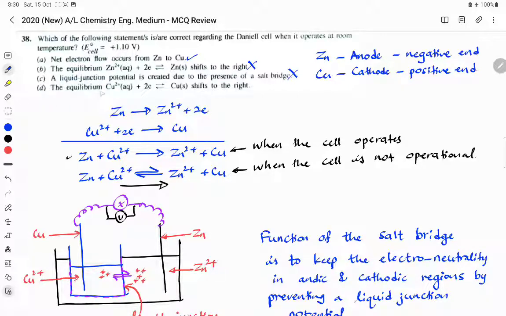Statement D, the equilibrium copper 2 plus plus 2 electrons goes to copper shifts to the right. Yes, we can see that copper 2 plus becomes copper when the cell operates. So that statement is a correct one. So our answer will be A and D, which means the answer is the fourth one. Okay, let's move on to the next question.